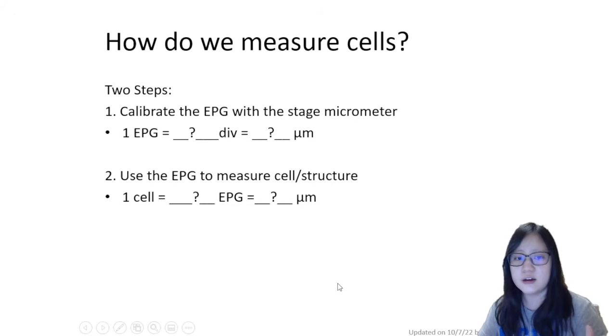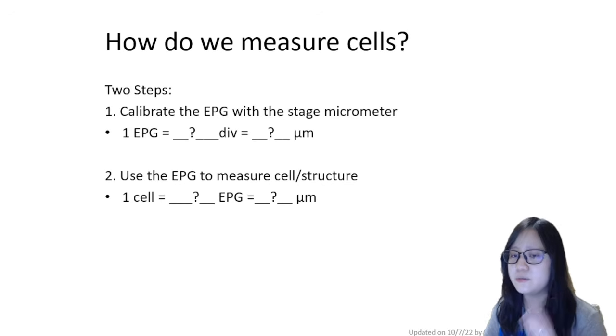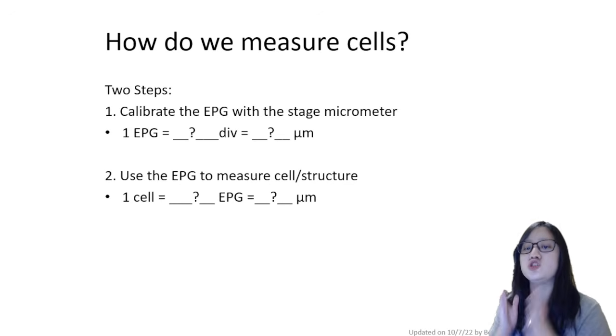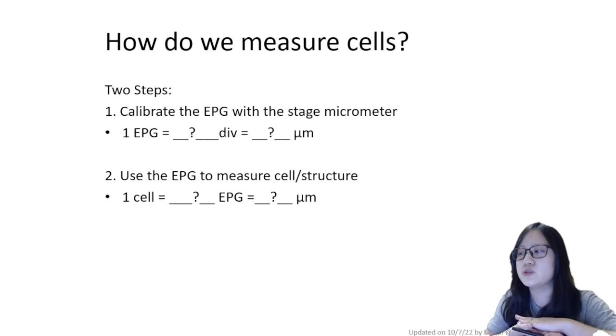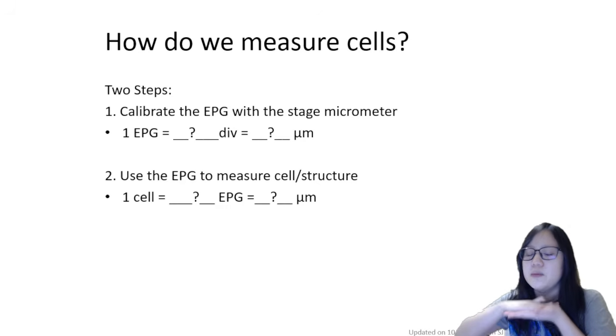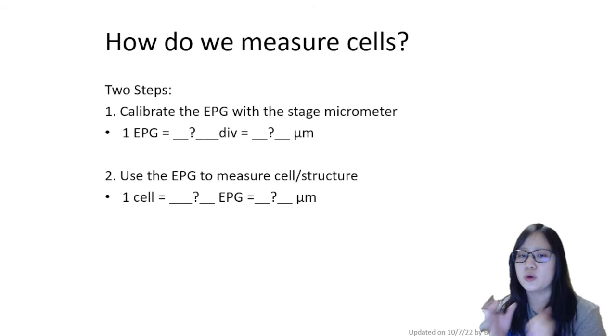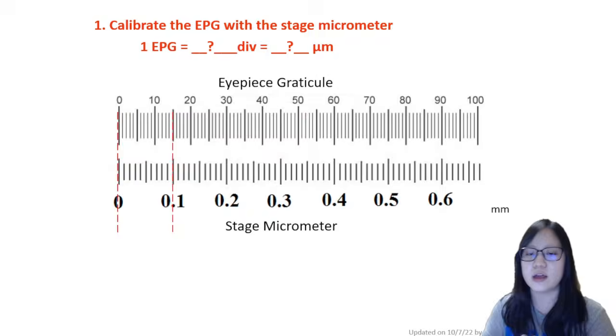It's the same, right? The point here is that we cannot use the stage micrometer to measure the cell or structure straight away on a microscope, because it is not possible to stack the two slides together and be able to view them both at the same time. So we need to calibrate the eyepiece reticule and then use it to measure.